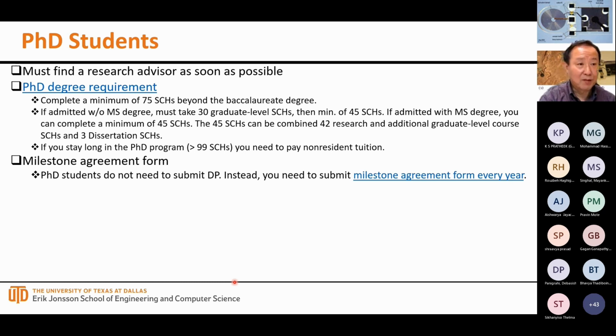If you are PhD students, first thing first, you must find a research advisor as soon as possible. What I mean by as soon as possible is well before you arrive at the university. So if you are admitted into the PhD program, now is the time that you need to contact the faculty of your research interest. You need to find your advisor.